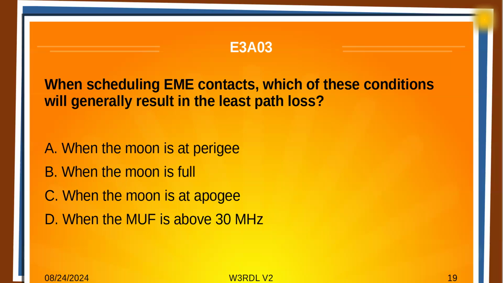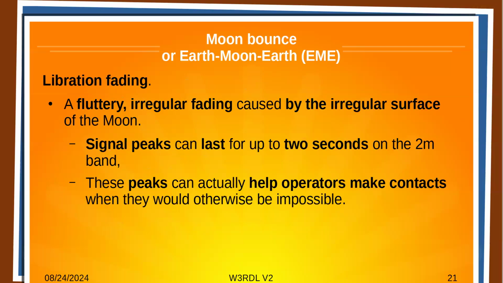Does anybody remember MUF? Libration fading. If you're going to do this, one of the other things that makes it complicated is the surface of the moon, if you've seen pictures of it, is not smooth. And it's rotating. So you get this very irregular surface going by. So the signal is getting dispersed in different directions. And you get these peaks and valleys.